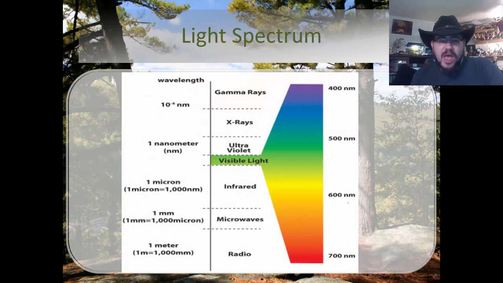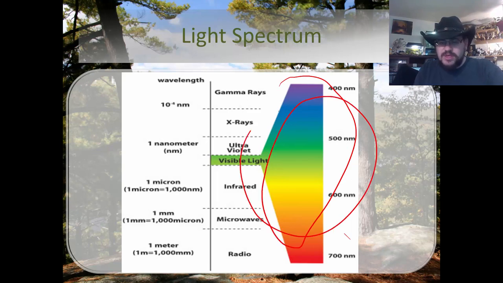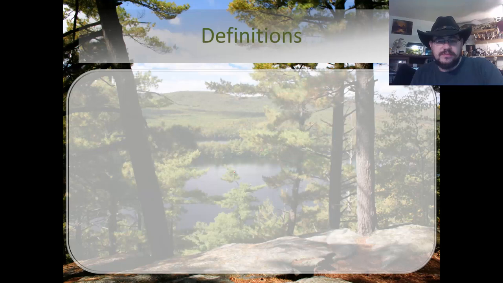Anyway, here we have, again, the visible light spectrum. Again, we have gamma rays, X-rays, ultraviolet, visible, infrared, microwaves, and radio. Visible light is what we're going to be using when we talk about photosynthesis.